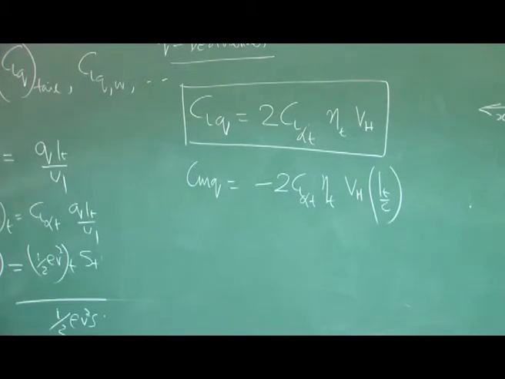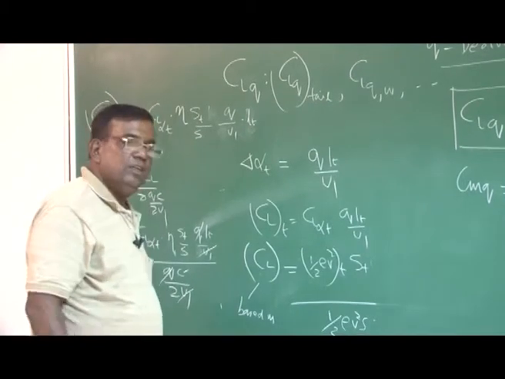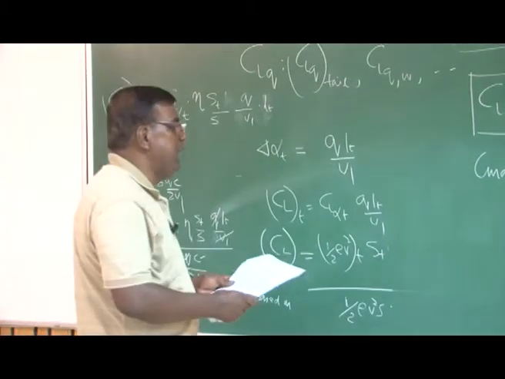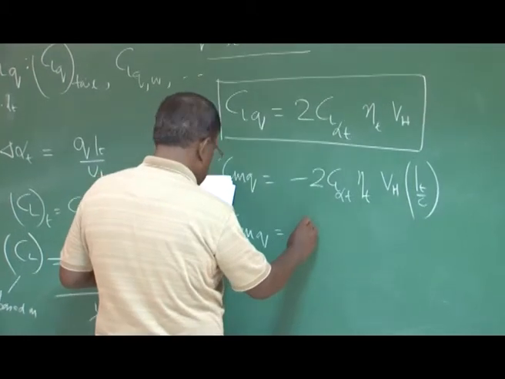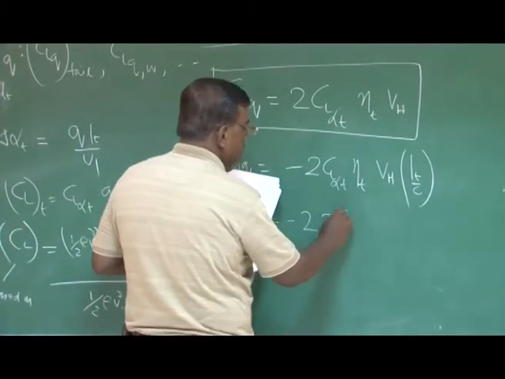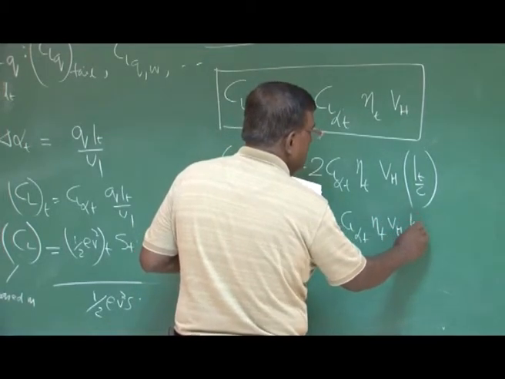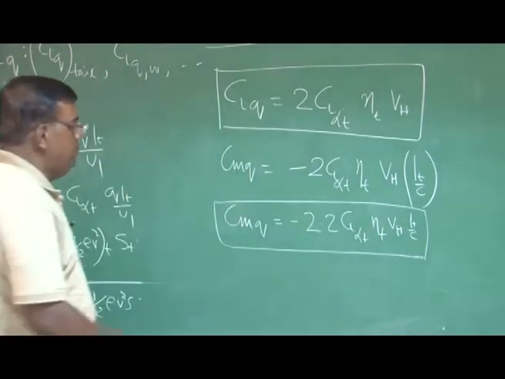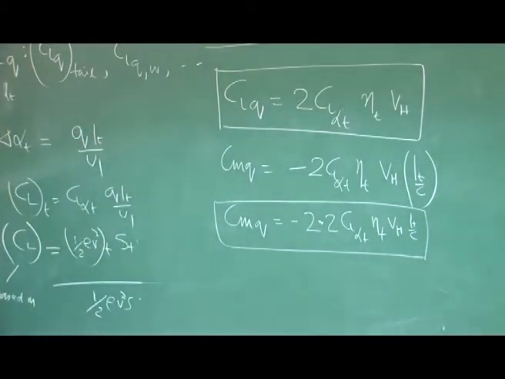But as I told you, this is the expression for the contribution by the tail. But generally, wing also will contribute, fuselage also will contribute. So roughly, at the design stage, you can take C_MQ as minus 2.2 C_L alpha tail eta_T V_H L_T by C. This is also a very recommended value or expression at the design stage. Please understand this. So we know the expressions of C_LQ and C_MQ.